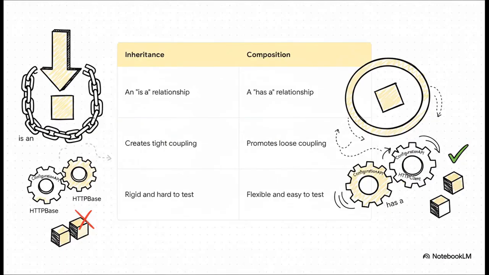So inheritance creates this really rigid is-a relationship. You're saying, my configuration API is a special kind of HTTP base. This locks them together, forcing your API class to inherit everything, whether it needs it or not. But composition creates a flexible has-a relationship. Your configuration API simply has an HTTP client. This is a game changer because it's loosely coupled, which makes it a breeze to test. You can just hand it a fake HTTP client in your tests.